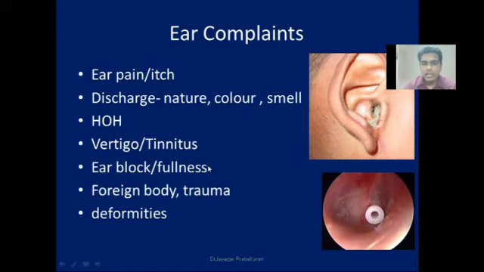And ear block and fullness, all these things are usual ENT symptoms. Like even in Meniere's disease, you can have ear fullness. Even wax could cause ear fullness. Foreign bodies, trauma of the ear canal, any injuries or any deformities, all these things are common ear complaints.